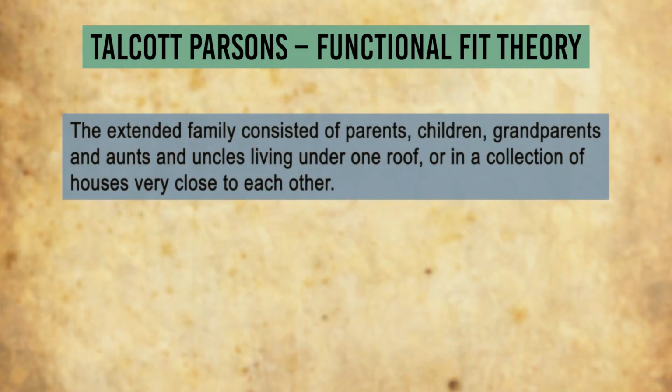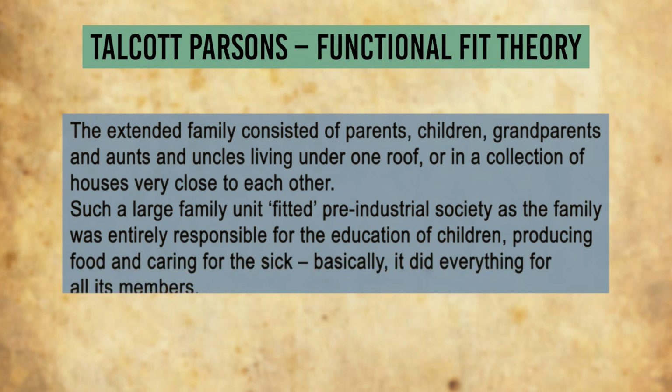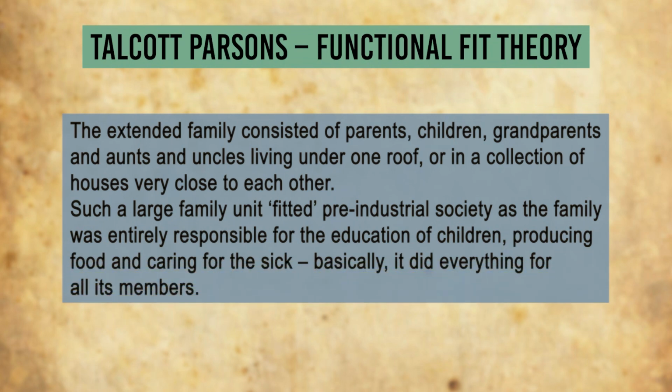The extended family consisted of parents, children, grandparents, and aunts and uncles living under the same roof, or in a collection of houses nearby each other in the same neighborhood. Such a large family unit fitted the pre-industrial kind of societies, as the family was completely responsible for the education of the children, for producing food, for caring for the sick. Basically, it did everything for its members in the pre-industrial societies.